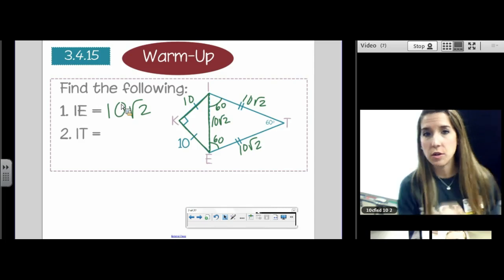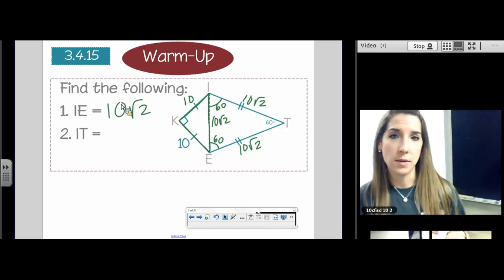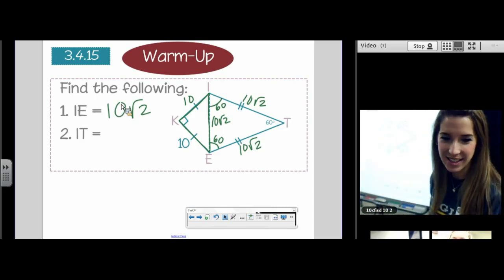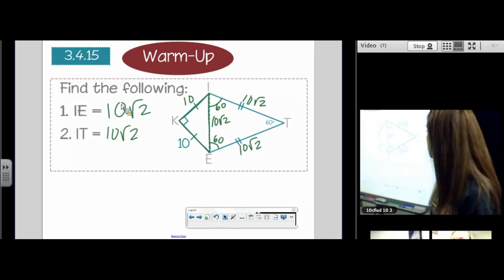If you wanted to, you could have drawn the other diagonal in and you could have worked with a 30, 60, 90 triangle, but you would have gotten the same thing either way. Okay. Kites, super fun. Those are my favorite. Let's check our homework.